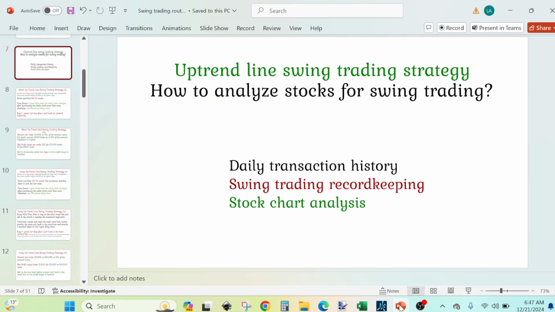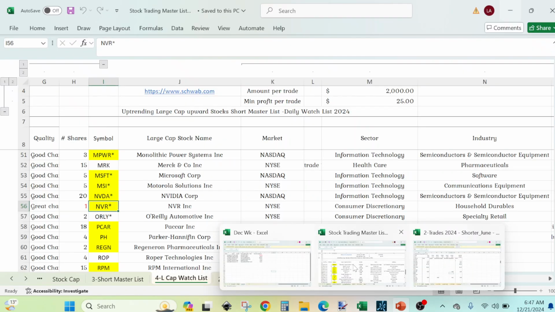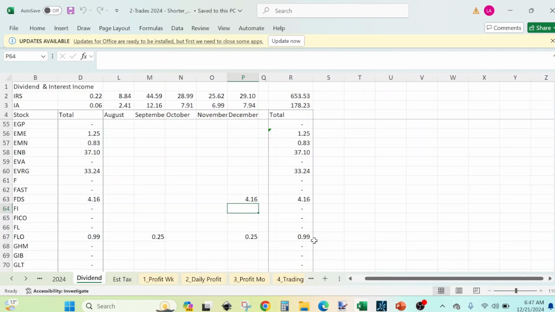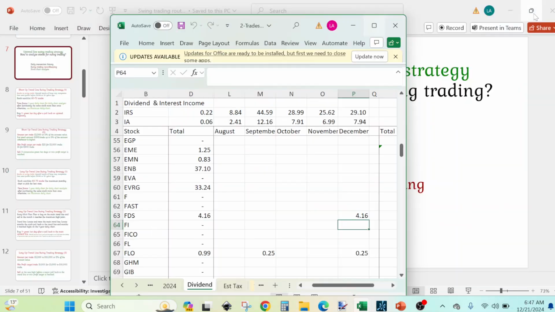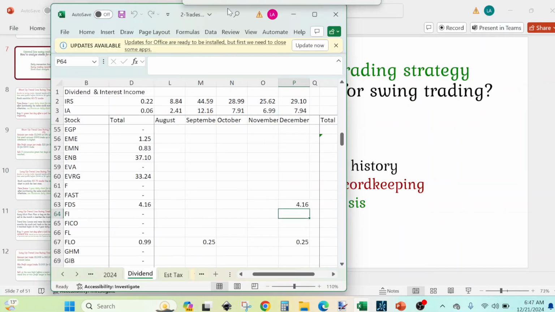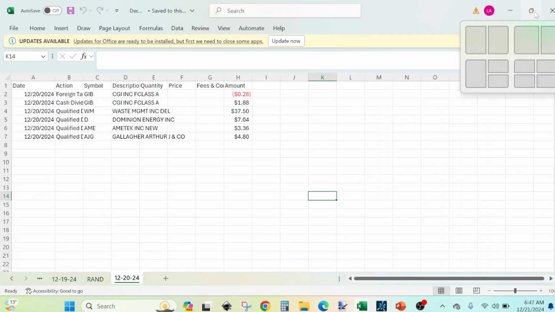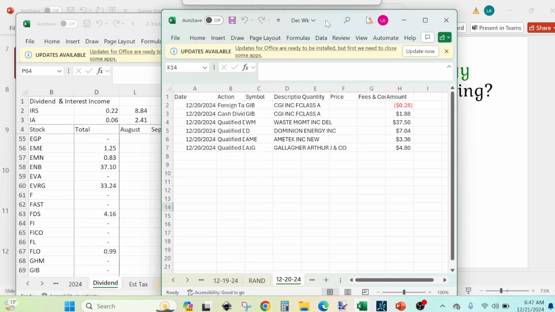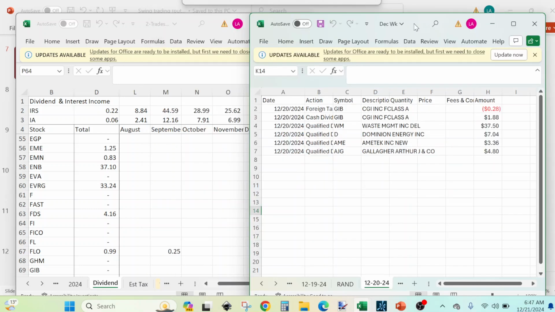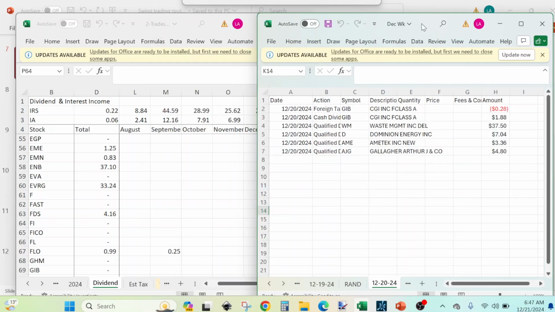Hello, how to analyze stocks for swing trading using the up-trend swing trading strategy. We are going to first do our routine by pulling our daily transactions to a spreadsheet and then do our daily record to know what happened in our account on December 20th, 2024.